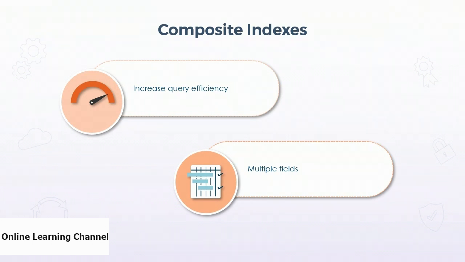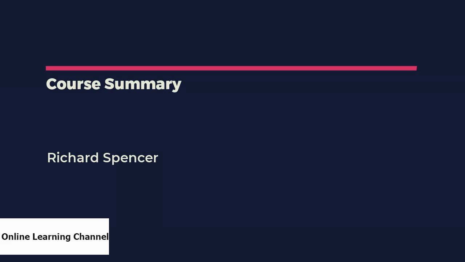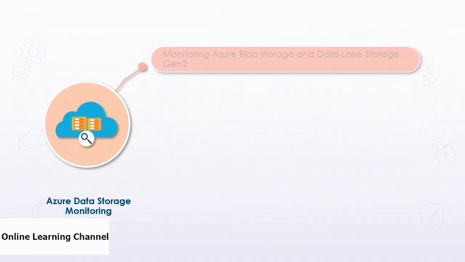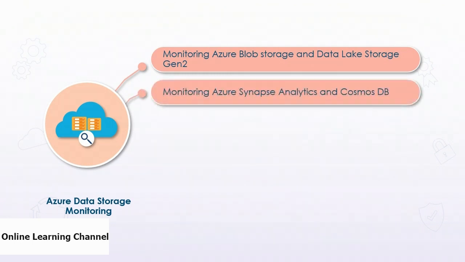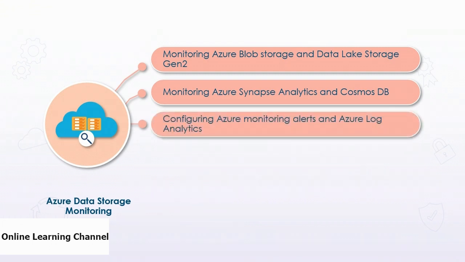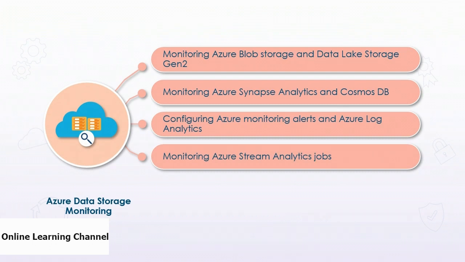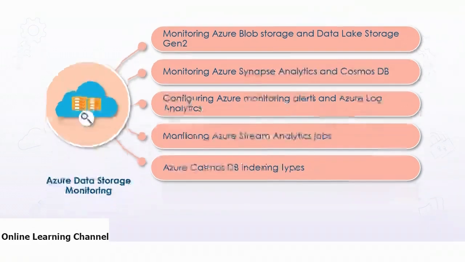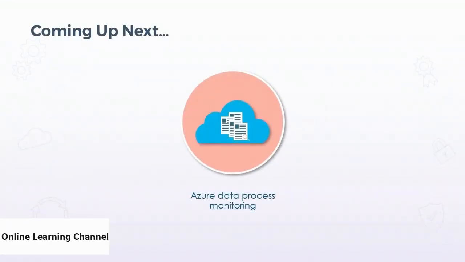So in this course, we've examined the features of the Azure Monitor service. We did this by exploring monitoring Azure Blob Storage and Data Lake Storage Gen 2, monitoring Azure Synapse Analytics and Cosmos DB, configuring Azure Monitor alerts and Azure Log Analytics, monitoring Azure Stream Analytics jobs, and we looked at Azure Cosmos DB indexing types. In our next course, we'll move on to discuss Azure Data Process Monitoring.